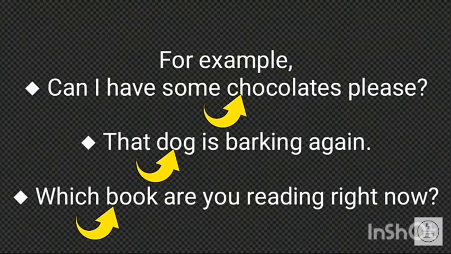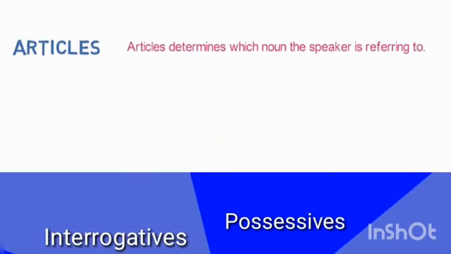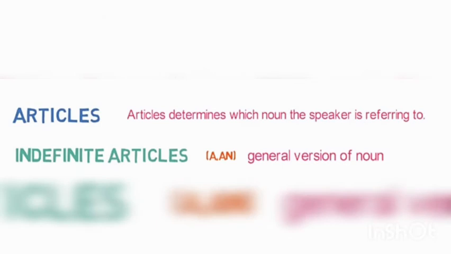Now we will see the kinds of determiners. Determiners can be articles, demonstratives, quantifiers, number expressions, possessives, interrogatives or distributives. So first we will discuss articles. An article determines which noun the speaker is referring to. We know that a and the are called articles.